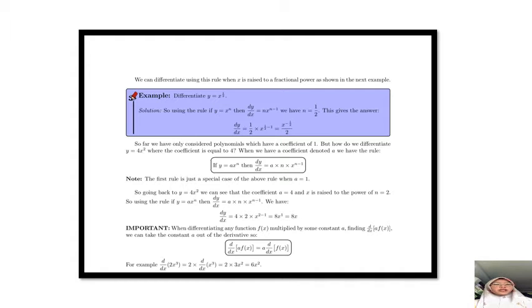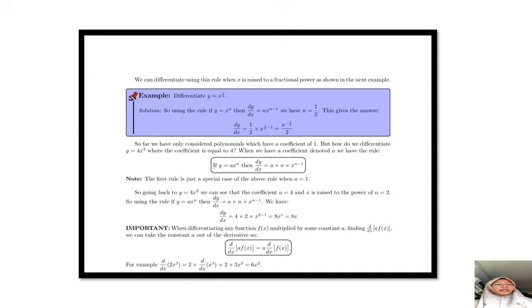So going back to y equal to 4x power of 2, we can see that the coefficient a is 4 and x is raised to the power of n equal 2. Using the rule, if y equal to a x power of n, then dy over dx is a times n times x power of n minus 1. We have dy over dx equal to 4 times 2 times x power of 2 minus 1. So we will get the answer 8x.